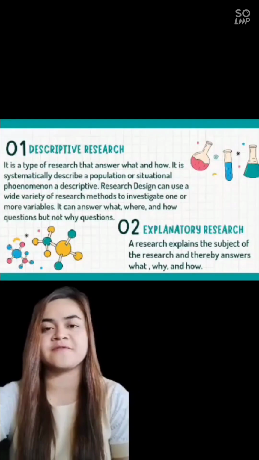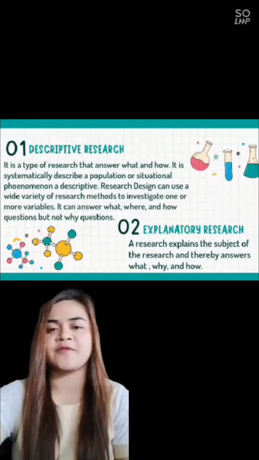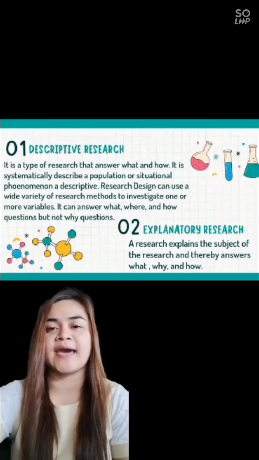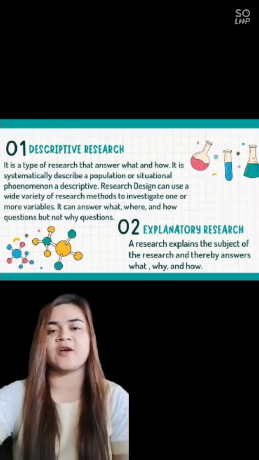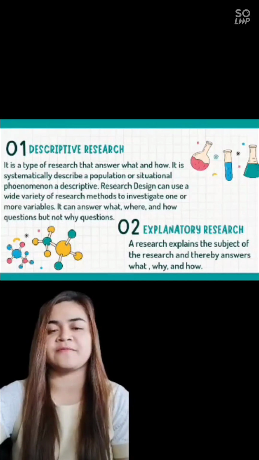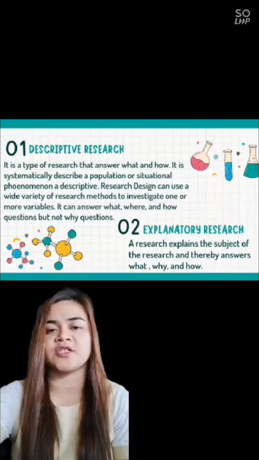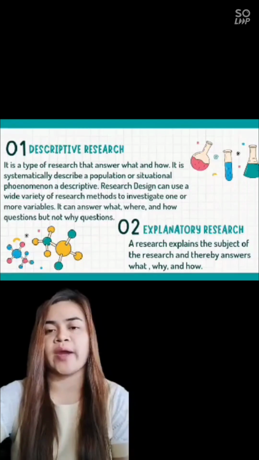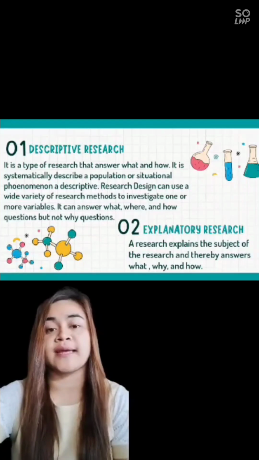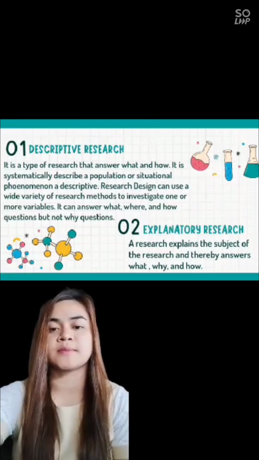First, descriptive research. It is a type of research that answers what and how. It systematically describes a population or a situational phenomenon. A descriptive research design can use a wide variety of research methods to investigate one or more variables. It can answer what, where, and how questions but not why questions.